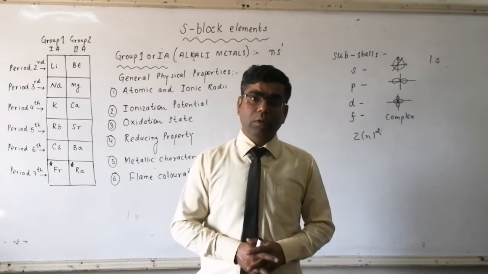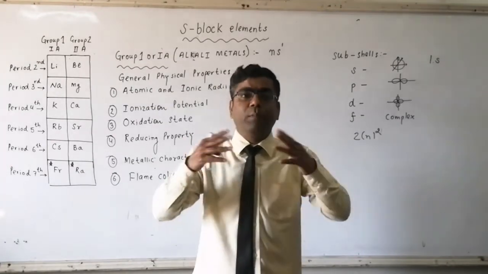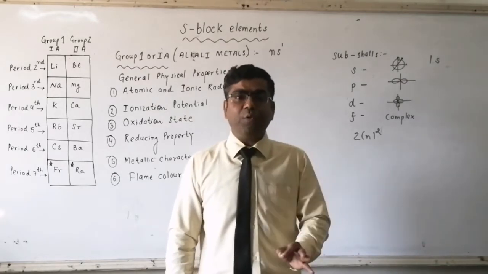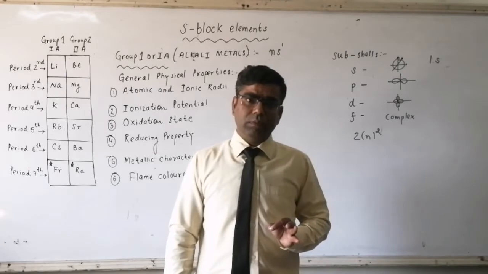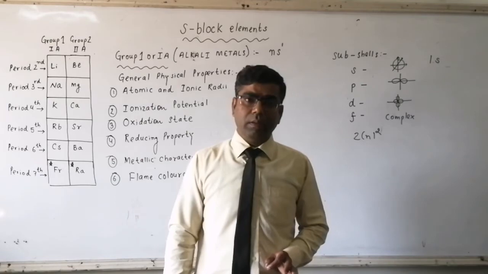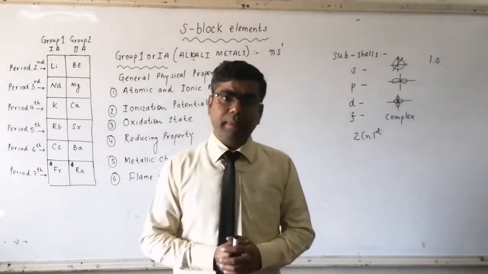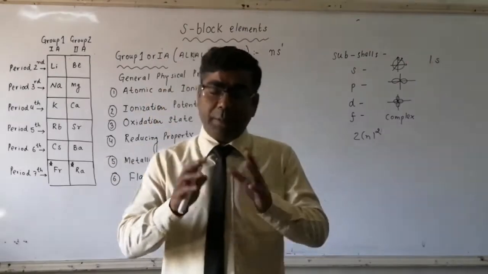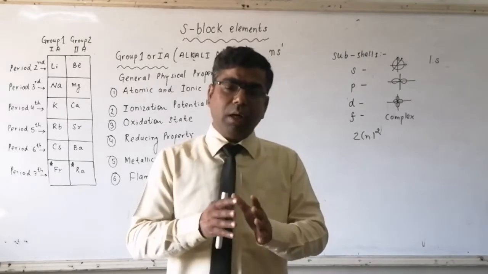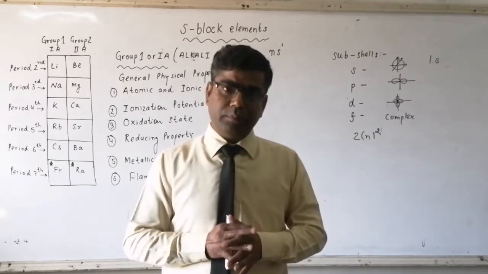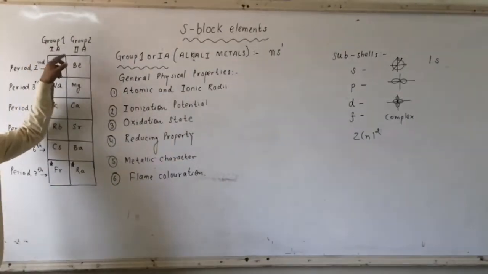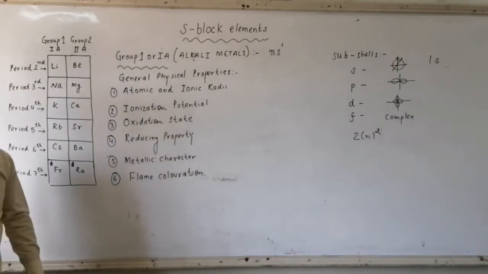So the classification of periodic table into different blocks is made on the basis of entry of the last electron, to which subshell the last electron is making its entry. Then about the s block. As the s subshell can accommodate a maximum of 2 electrons, for s block we have two groups: group number 1, which is also called first A, and group number 2, which is also called second A.